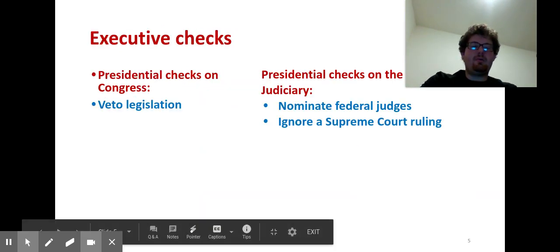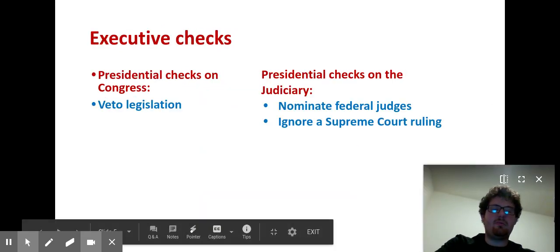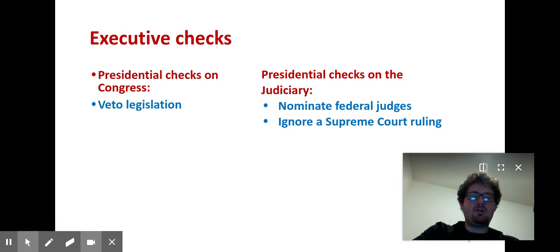So, breaking down some of those checks, executive checks, the president checks on Congress. He has a veto, and that's probably the one you hear about the most. And for now, that's just the big one we're going to worry about. We'll look at some of the other powers that he has over them later on. And his checks on the judiciary, or at least the big ones, is that he nominates the judges. So he's literally deciding who's on the court.